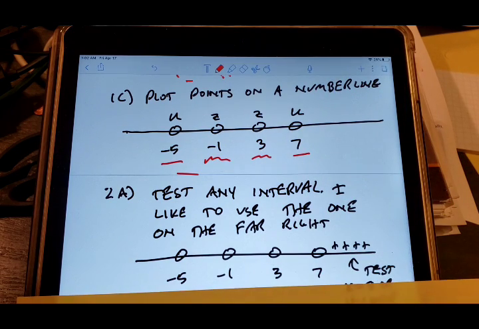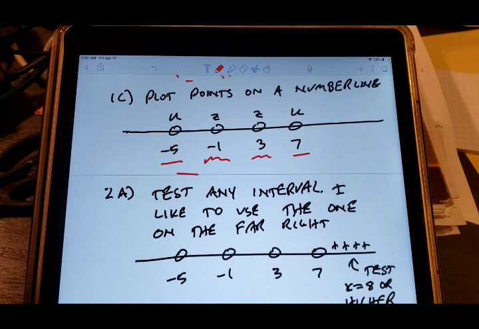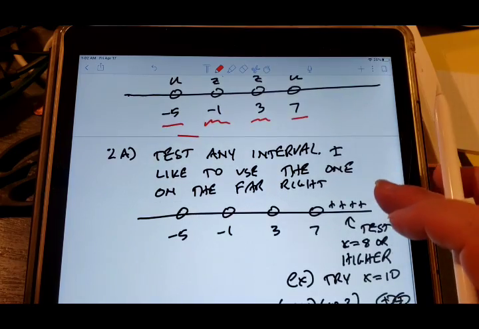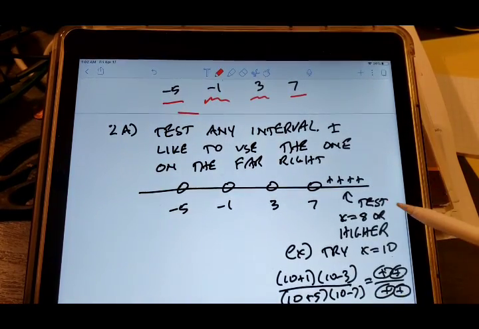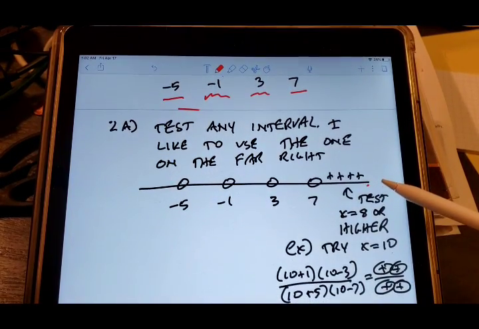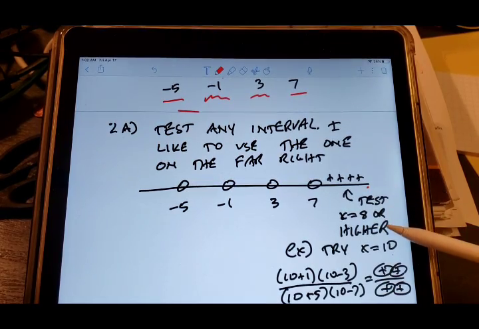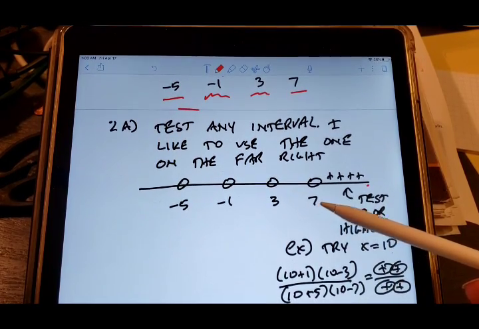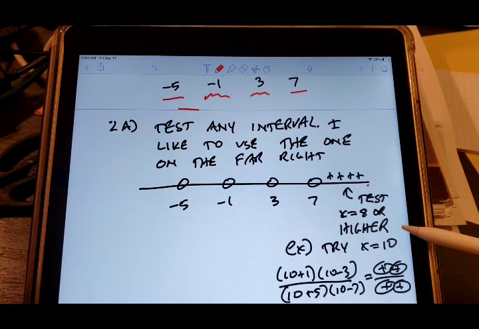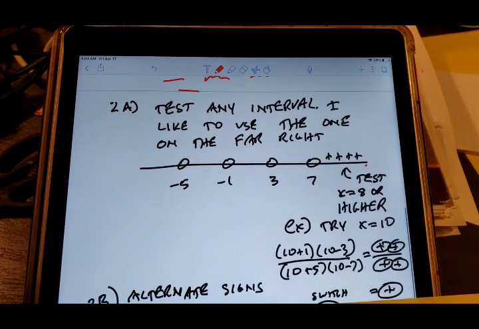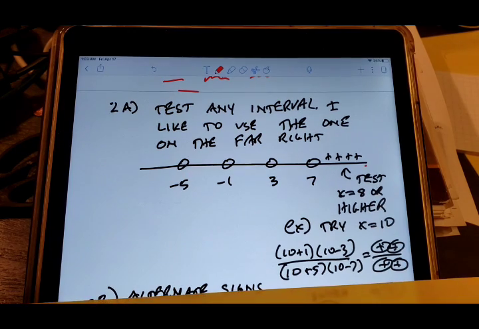Now that we have this written out, 2A, test any interval. I always like to go to the far right. That might not be intuitive to most people, but when I do this, I always come way off to the right over here. So I'm going to test a number greater than 7, so 8 or higher. So I went ahead and tested 10. Now when I say test, we don't really need to know the number. We just want to discover the sign. That's all this is for.